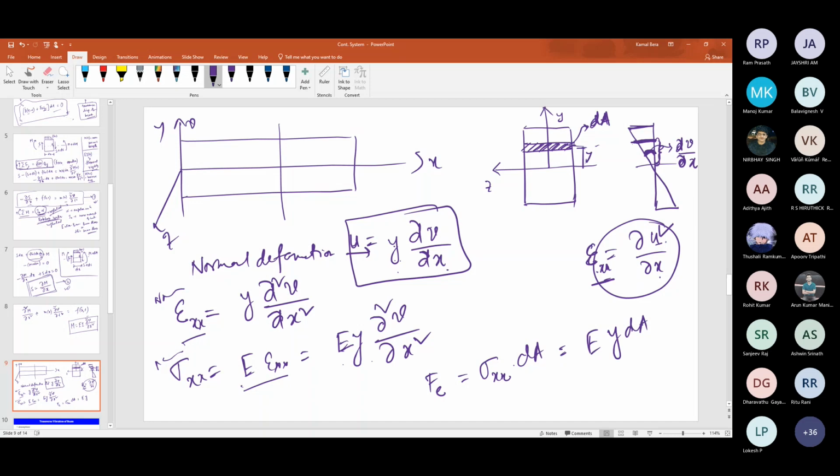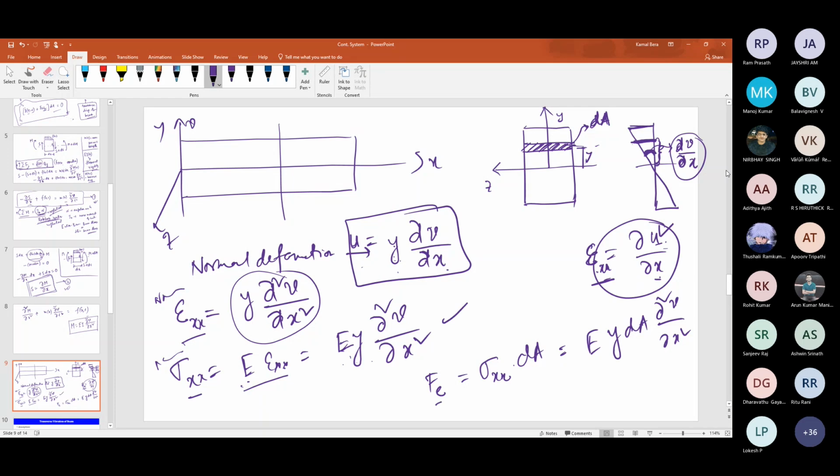Again I am repeating. So this is the slope. Here the normal deformation is y, because at a distance y, del v by del x. Considering small deformation, small angle, small slope, epsilon xx, the strain, is the first derivative. So epsilon xx is y del 2 v by del x squared. Normal stress is E into epsilon xx. Hooke's law applies: E y into this.